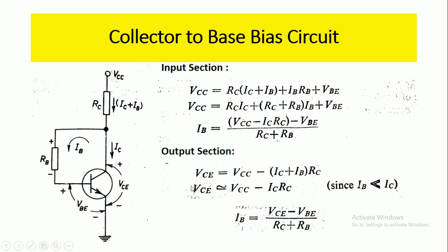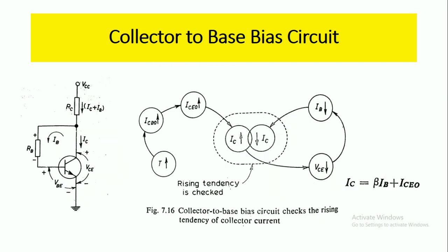So here if you substitute this equation, VCE is approximately equal to VCC minus IC RC, in the input equation, here we have VCC minus IC RC, which is nothing but VCE. Then IB equals (VCE minus VBE) by (RC plus RB). So this is the base current IB.